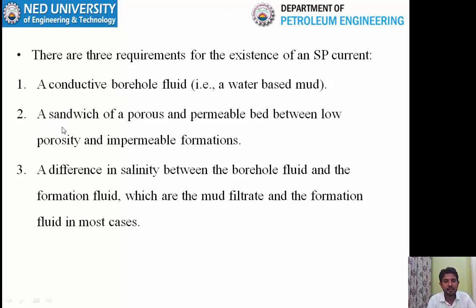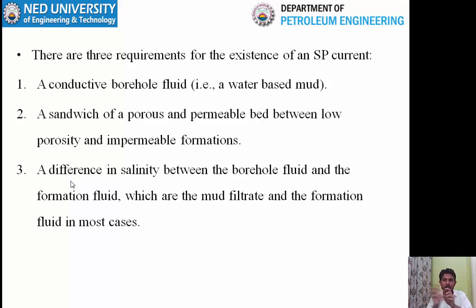The second condition is that you should have a porous and permeable bed between the impermeable formation. And the third condition is that you should have a difference of salinity between your mud and the formation fluids, which is water. So if you have the salinity difference, whether mud is higher saline as compared to formation water or low saline as compared to formation water, because for this current to generate, there should be ions movement, whether ions move from the formation water into the borehole or from the borehole into the formation.